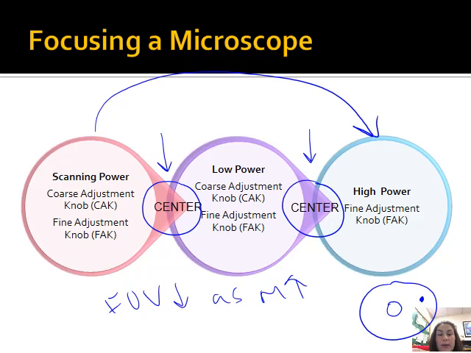You can't skip steps. You have to use the scanning power, use the coarse adjustment knob, fine adjustment knob, low power, coarse adjustment knob, fine adjustment knob. Under high power, please only use the fine adjustment knob to prevent the objective lens from slamming into the slide.